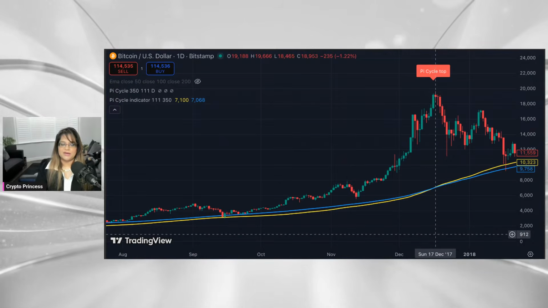If we zoom out, look at this beautiful bull run. Come off it. Oh my God, that's just my favorite bull run. Shall I tell you what happened to trigger the bear market?